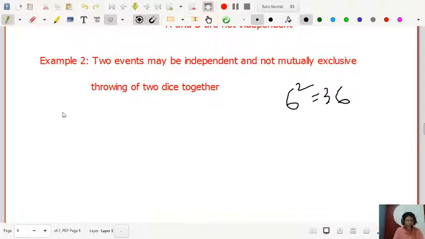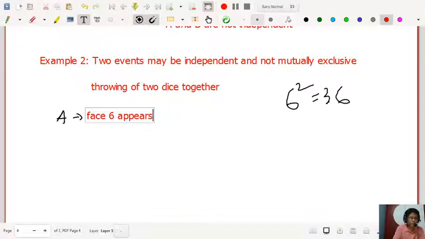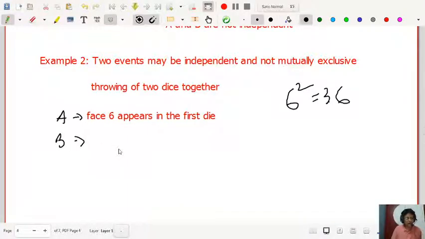Let A be the event that face 6 appears in the first die, sorry, in the first die. And let B be the event that face 6 appears in the second die. Okay, let's copy this one.